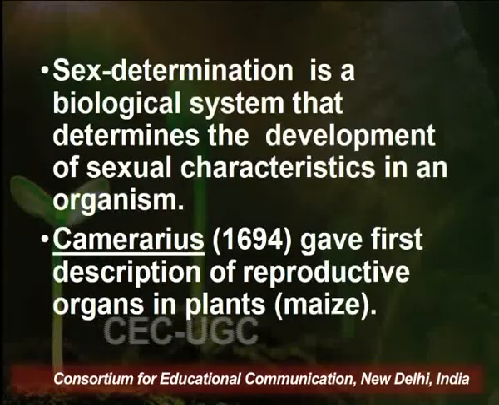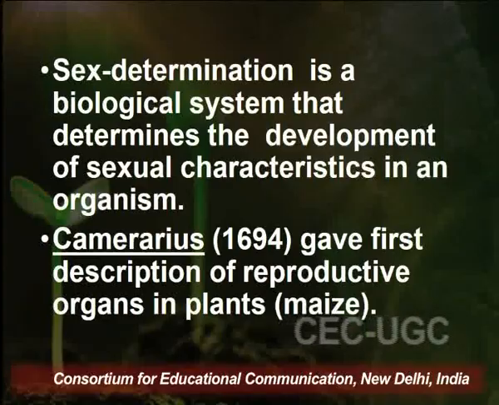Let us begin by recapitulating and defining what exactly sex determination is. Sex determination is a biological system that determines the development of sexual characters in an organism. Let me remind you, learners, it was the scientist Camerarius who in the year 1694 gave the first description of reproductive organs in plants, and that work was done in Zea mays, that is corn.